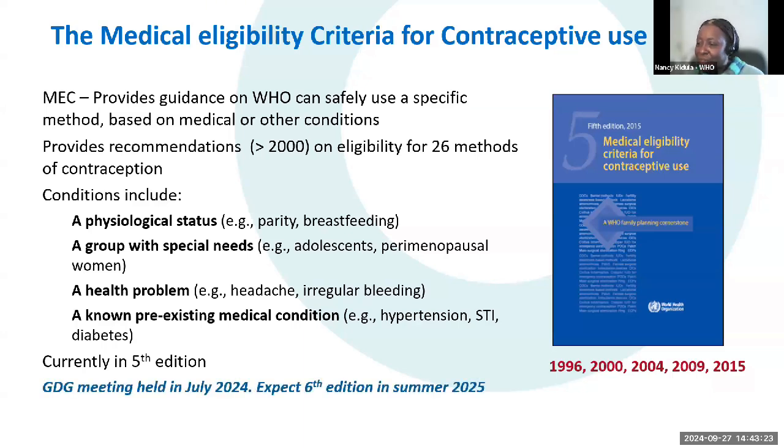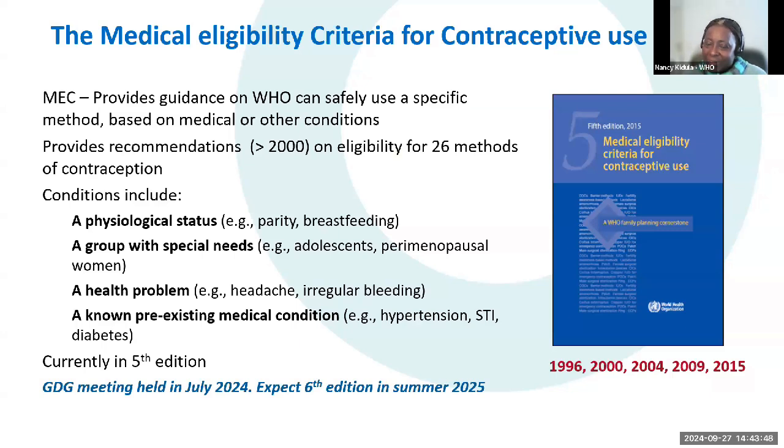So the MEC does not provide recommendations about specific products or brands to use after selecting a contraceptive method. So it will not tell you use Microgynon, use this and that. No, we use the generic name or the generic group of products in the MEC.